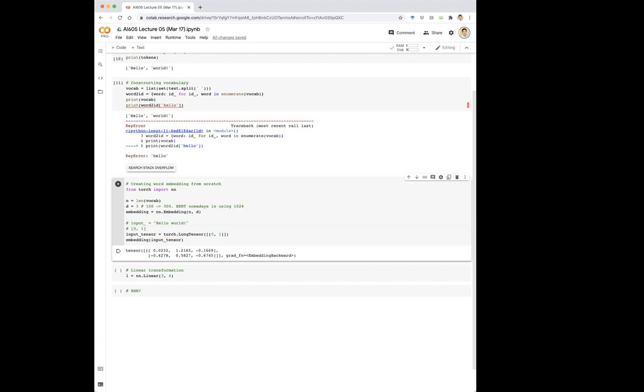And then if you put this into the embedding, then you will see that your output will be a 2x3 matrix, right? So what does that mean? This is 2x3 because the first vector in this matrix corresponds to the vector for hello, or the zeroth word. And this vector corresponds to the vector for the second word.